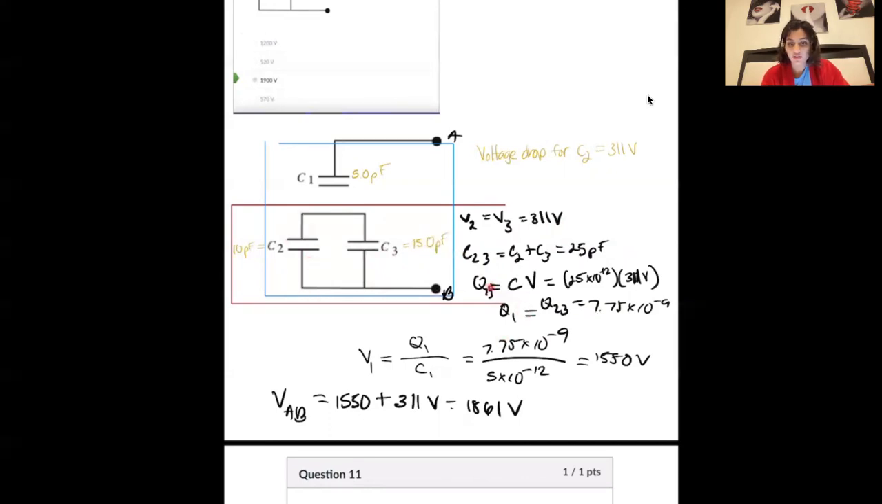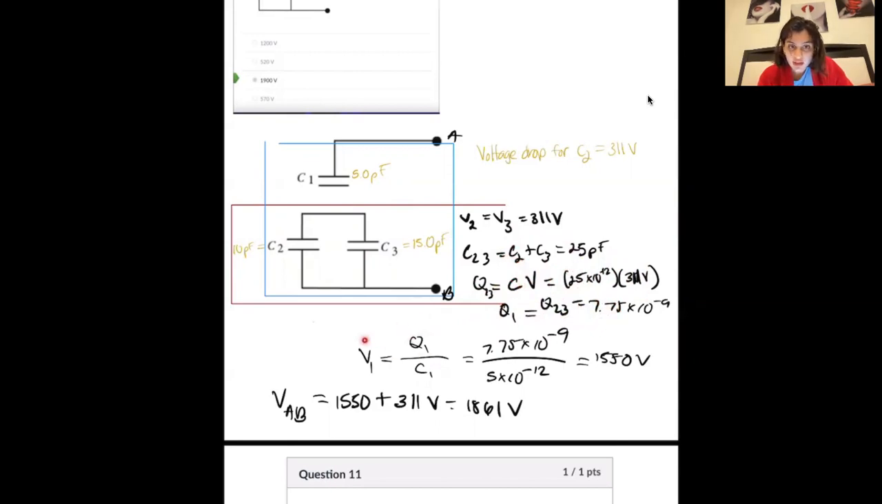Then to find your charge, you use your regular charge equals capacitance times voltage. Turn this into times 10 to the negative 12 picofarads. And then you multiply your capacitance by your voltage, which is 311. Your charge for 2 and 3 is the same as your charge for 1 because they're in series. And that's going to be 7.75 times 10 to the negative 9, or nanocoulombs, however you like to phrase that.